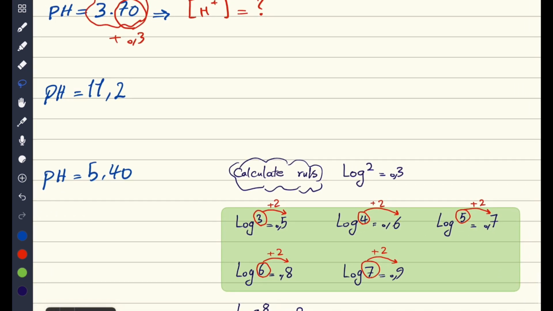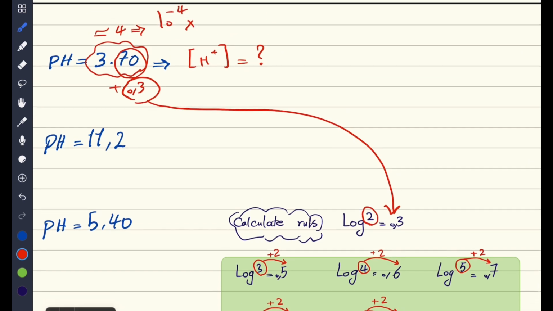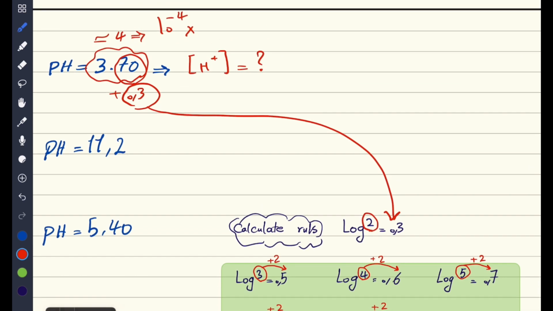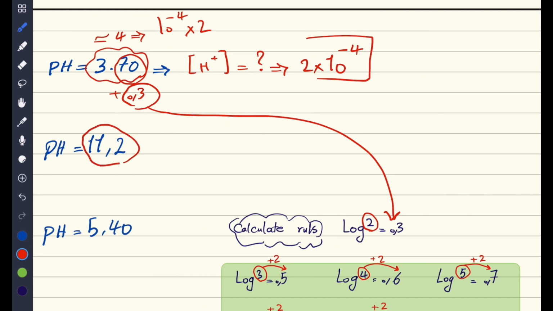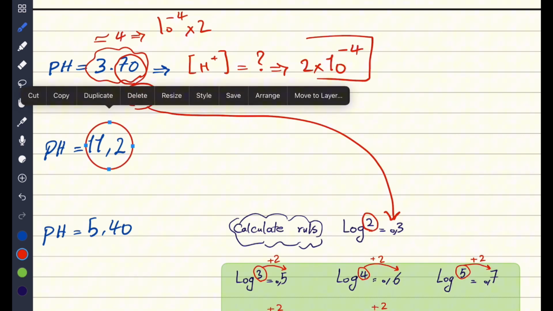Now, according to the table that we learned together in the last session, we look at the 0.3 of the logarithm and we find out that the number is 2. As a result, the proton concentration is equal to 10 to the negative power of 4, multiplied by 2. 4 is the same integer that we made.